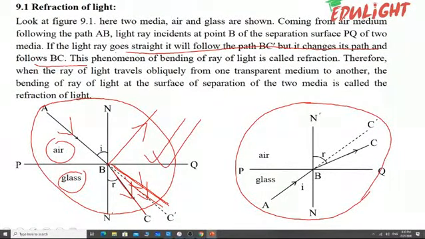Here you can see the light ray is coming from the glass medium, and it will be incident on the air medium at this point. After the light ray is incident on the air medium, like the previous case, instead of going straight through this line, it will go through this line, and you can see that two types of angles have been created.